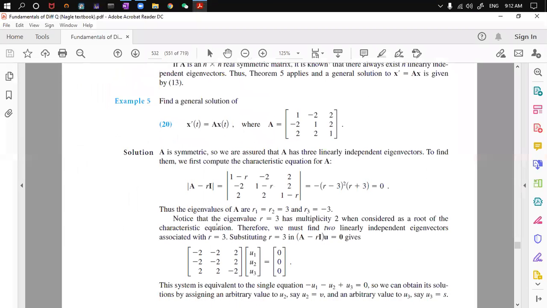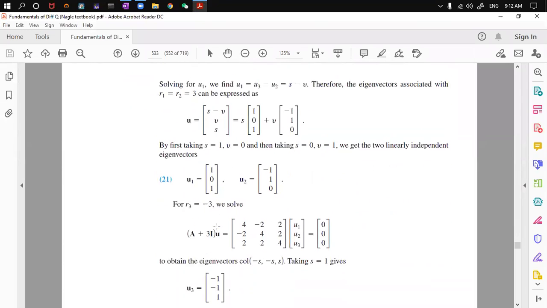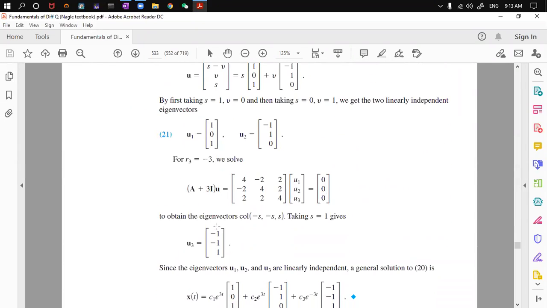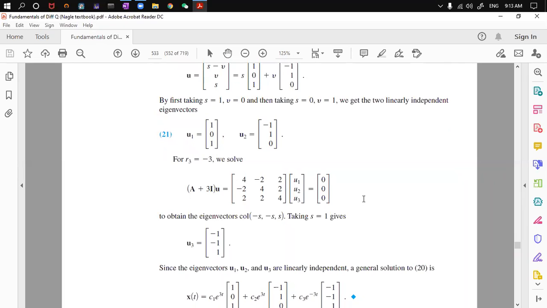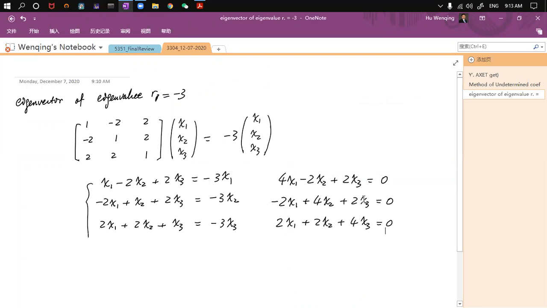Now, from these 3 equations, we should be able to solve the linear system of equations. So here is a 4, minus 2 and 2, and minus 2, 4, and 2, and you have a 2, 2, and 4. So how do we find a reasonable vector that satisfies these equations? That's going to be a nice thing.